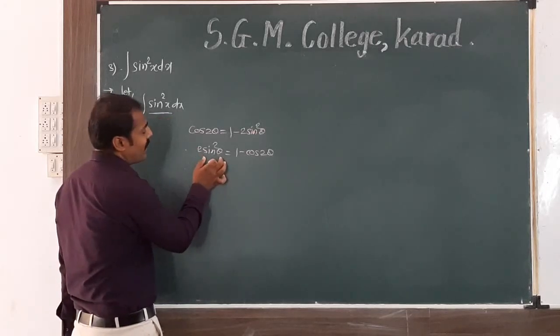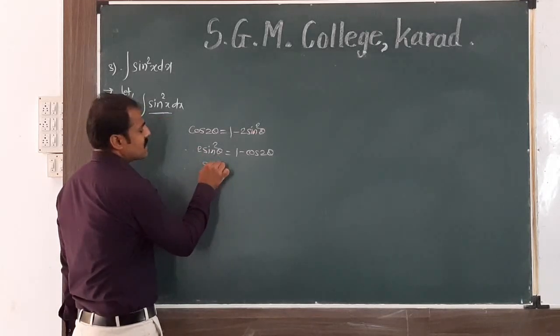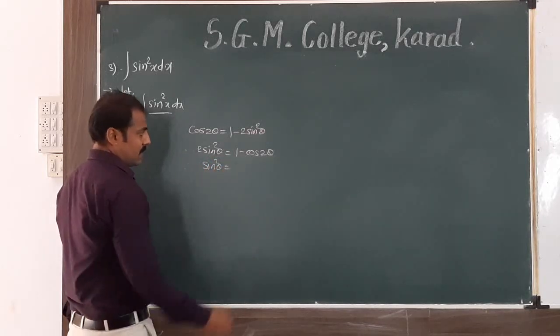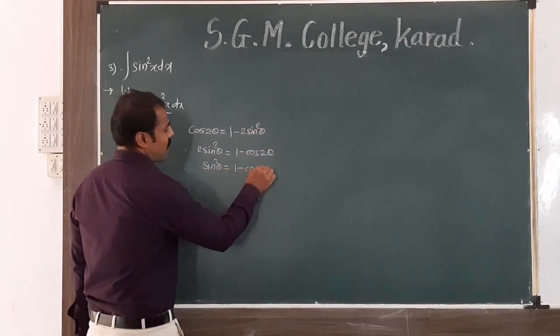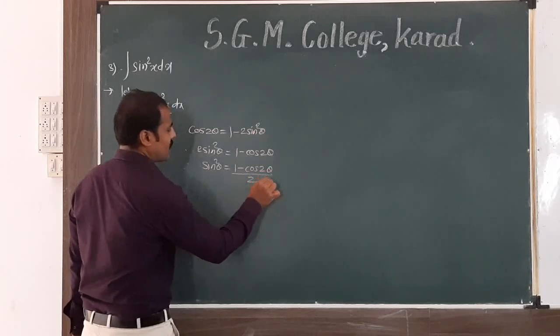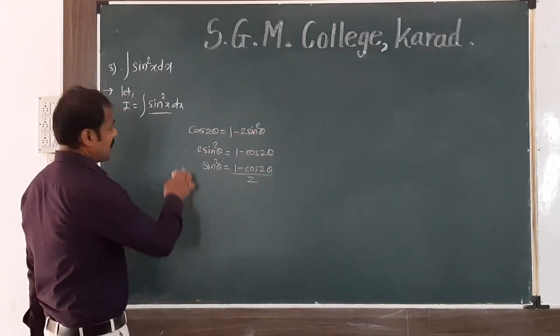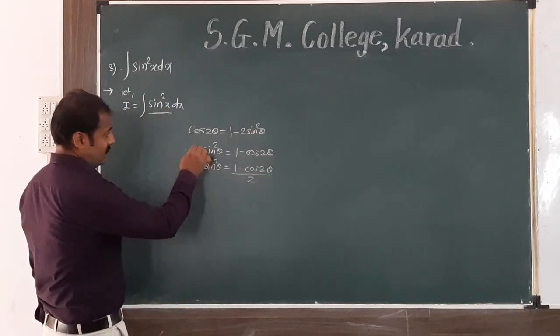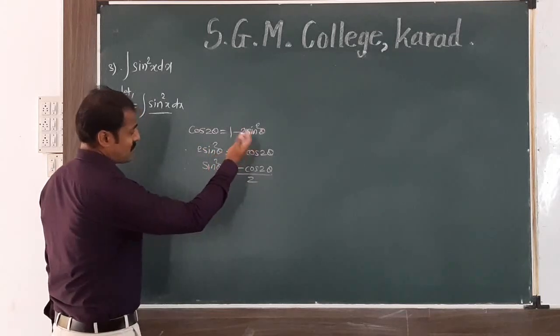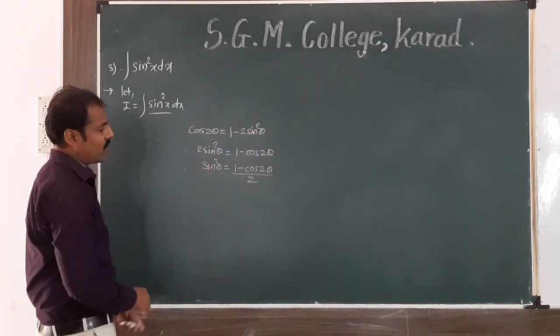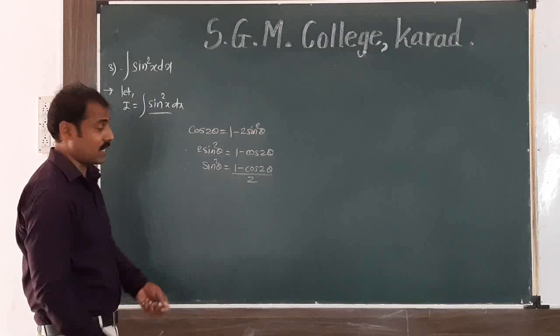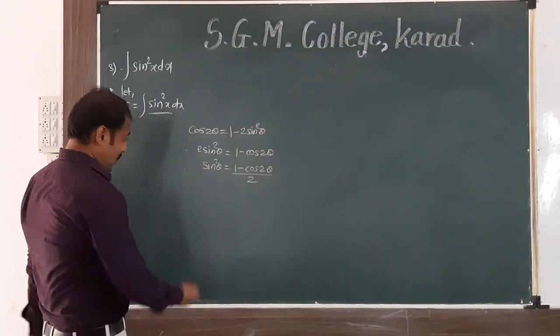After that, there is only the term of sin square theta, so find the value of sin square theta. Sin square theta is equal to what? It's 1 minus cos 2 theta divided by 2. The reason is cos 2 theta is equal to 1 minus 2 sin square theta. Then we find the value of sin square theta as 1 minus cos 2 theta divided by 2.